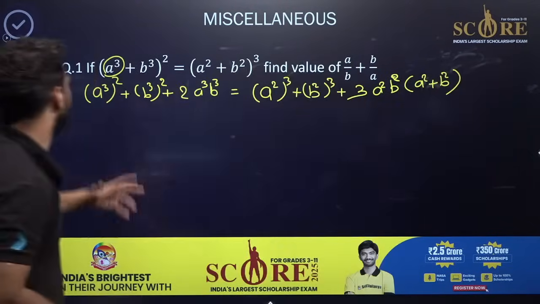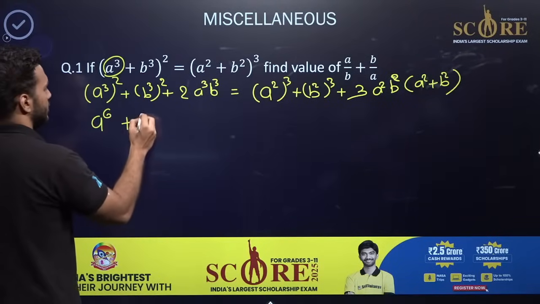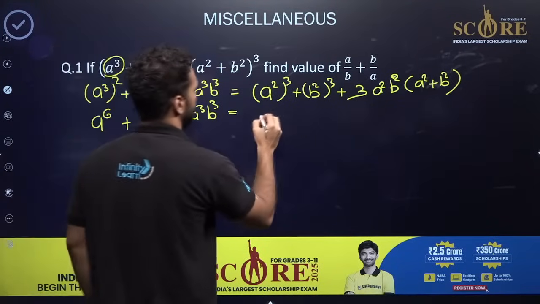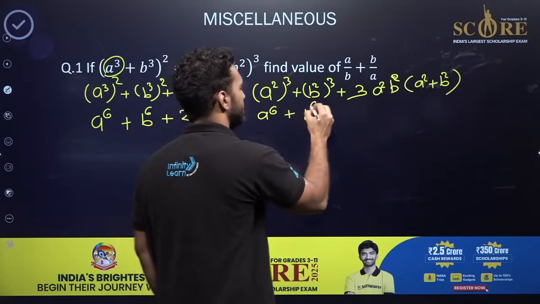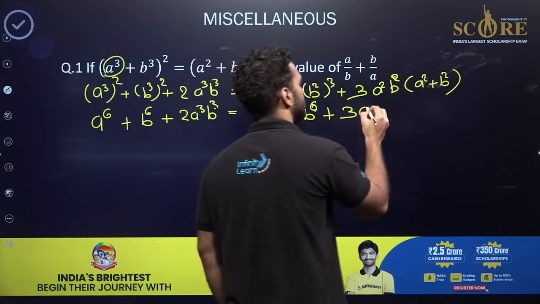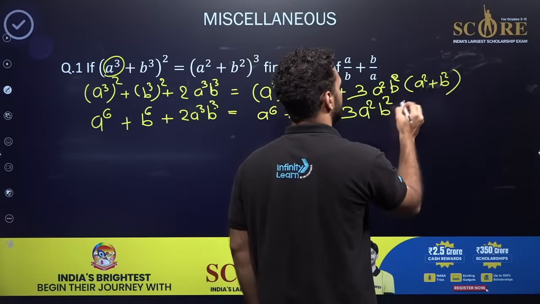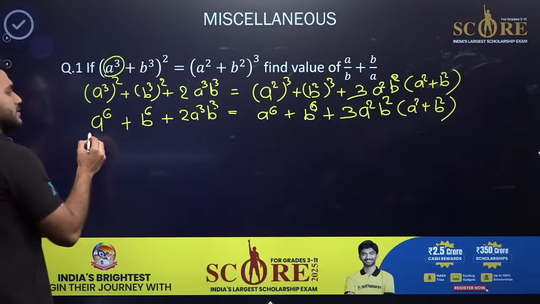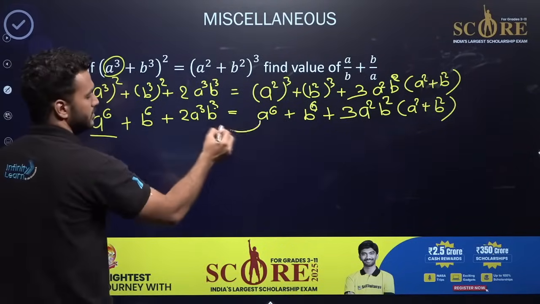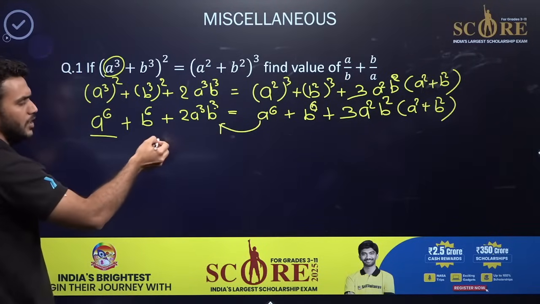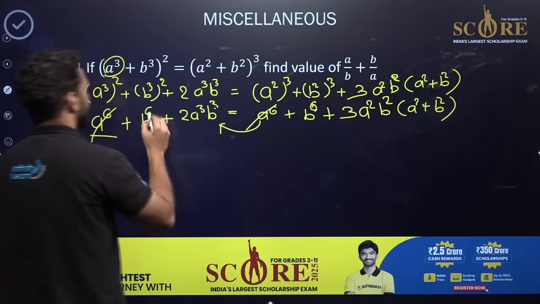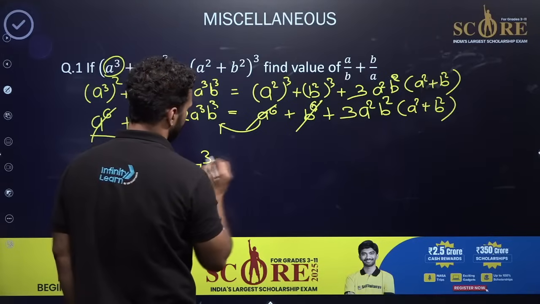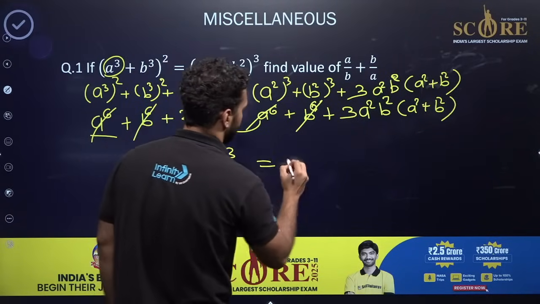Okay, now see this value. What is this, sir? A to the power 6 plus b to the power 6 plus 2 into a cube b cube is equal to a to the power 6 plus b to the power 6 plus 3 into a square b square into (a square plus b square). Now see this a to the power 6, shift it here, and this is positive, so it will come out negative and they will cut down. Similarly, b to the power 6 will be cut down. What will I be left with, sir?